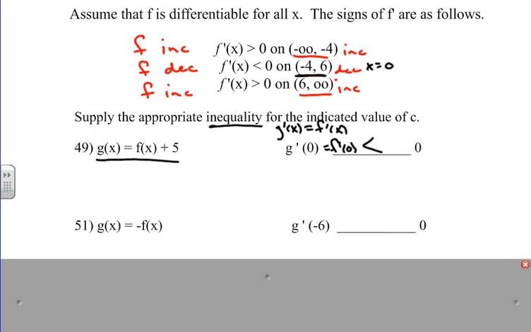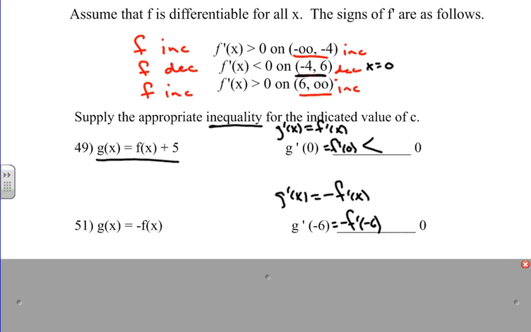Just a couple more. If we know that g of x equals negative f of x, that means to find g prime of negative 6, we first need to find g prime of x. In this case, it's going to be negative f prime of x. The negative is a constant, so we write that out. We're actually finding the opposite of f prime of negative 6.